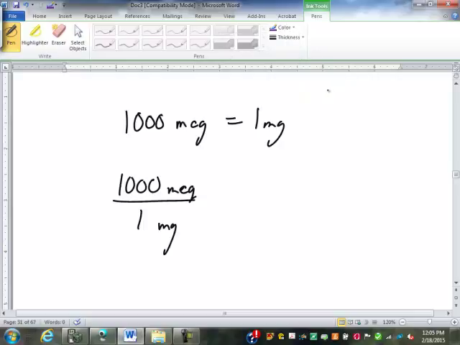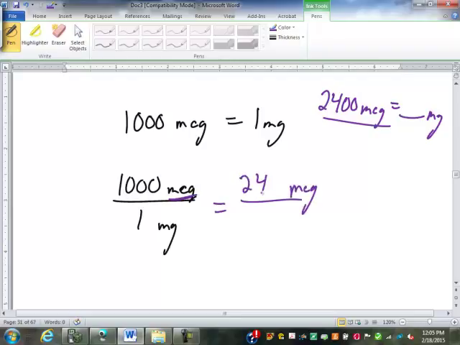Let's say we want to convert 2,400 micrograms into milligrams. Well, we can use a proportion. We know 1,000 micrograms equals 1 milligram. Now, the 2,400 has to go on top because that's where the micrograms are. So 2,400 micrograms is going to equal X milligrams.